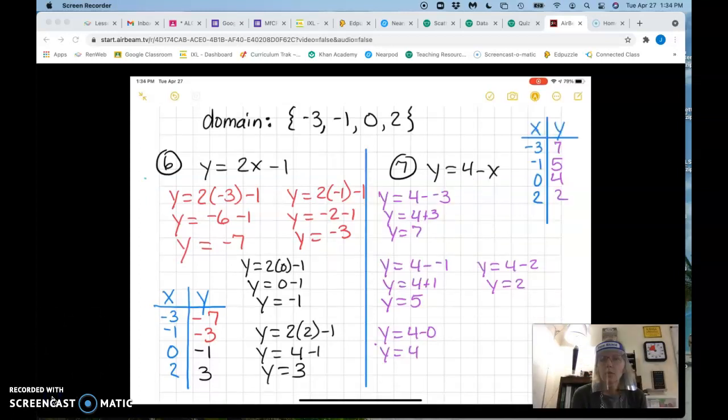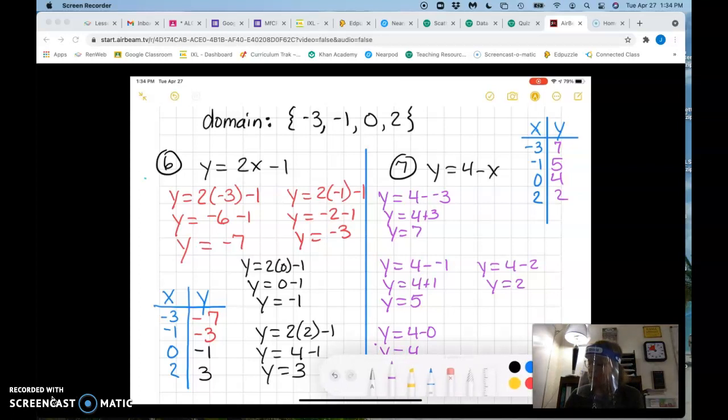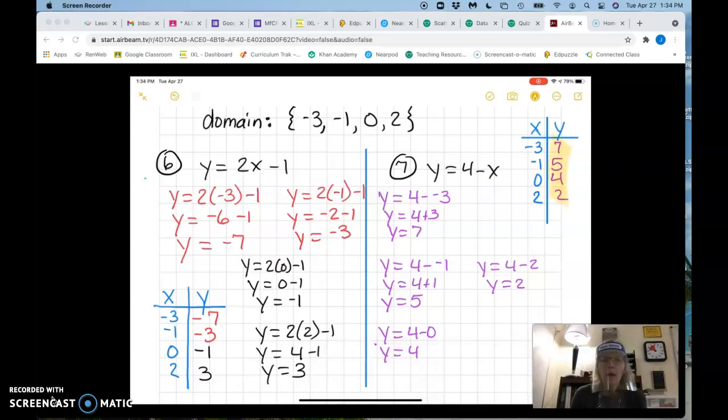So here is the solution to number 7. I hope that you got the same answer that I did. And here is the work, just in case you need to see how I got those answers. And we're going to move on to number 8.